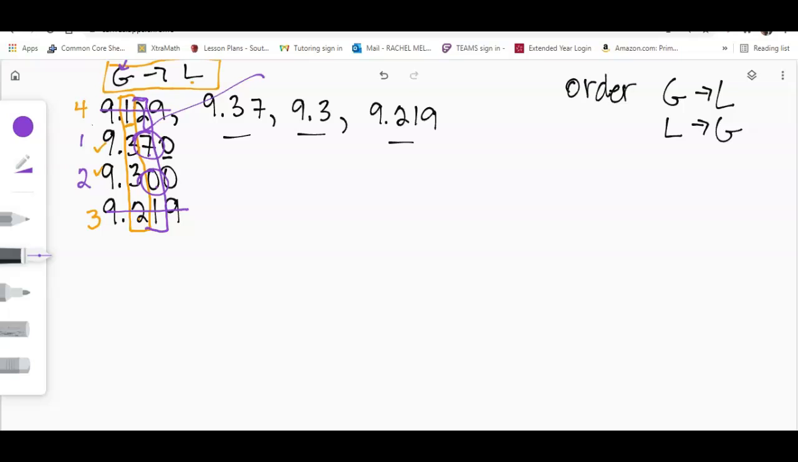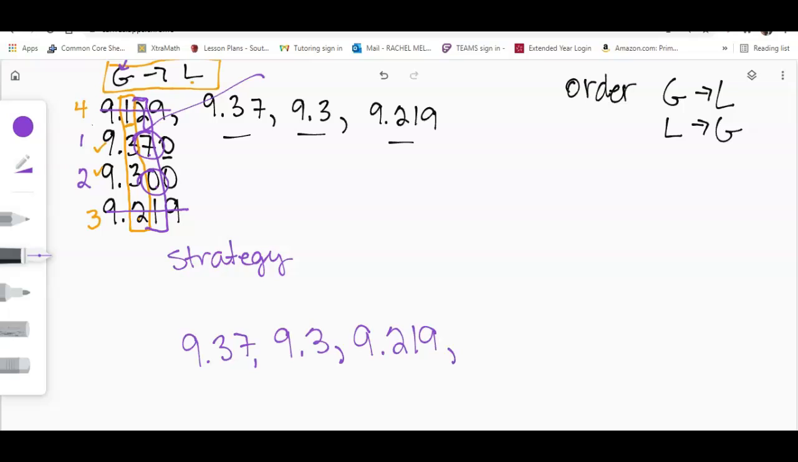Now, what you see here is the strategy. That's how we find our answer, but it is not the answer. The answer is then taking these numbers and rewriting them in the correct order. So I said that the greatest number was 9 and 37 hundredths. And the second was 9 and 3/10. The third was 9 and 219 thousandths. And the smallest number is 9 and 109 thousandths.